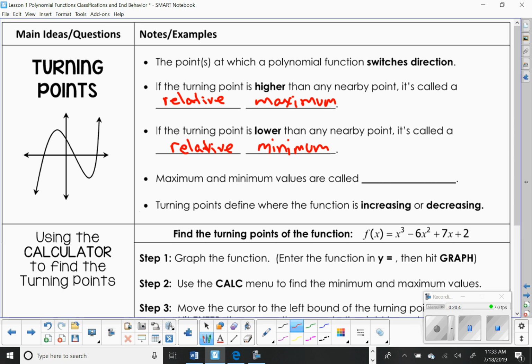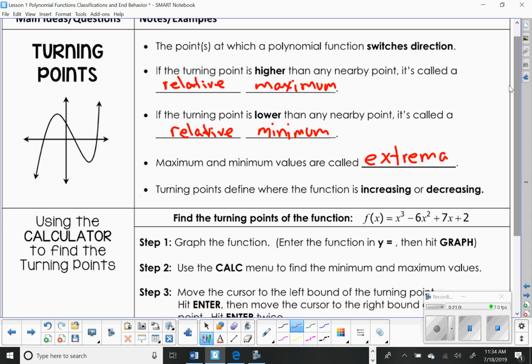Maximum and minimum values are called extrema. Turning points define where the function is increasing or decreasing. If a function has no turning points, then the entire function from negative infinity to positive infinity is increasing or decreasing depending on the direction it's moving. You're talking about increasing and decreasing. You're asking over what values of x the function is doing this.